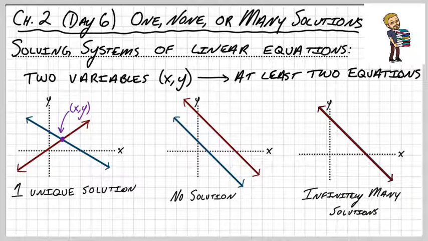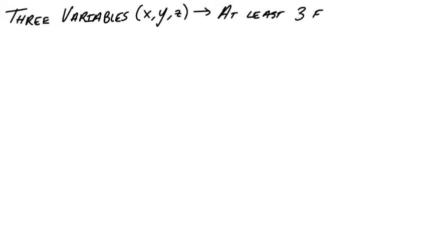That's easy enough to understand with two equations and two variables, x and y. But what if we had three equations or three variables, right? So let's say we had x, y, z. If we have three variables, we're going to need at least three equations in our system to be able to solve for all of our variables x, y, and z.